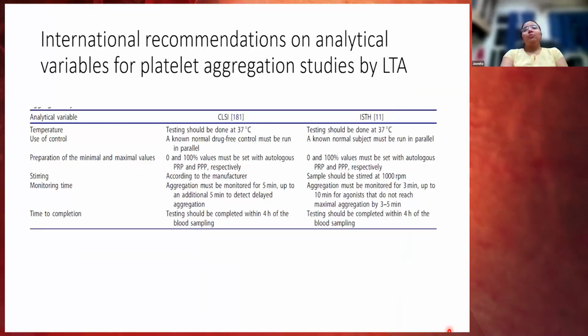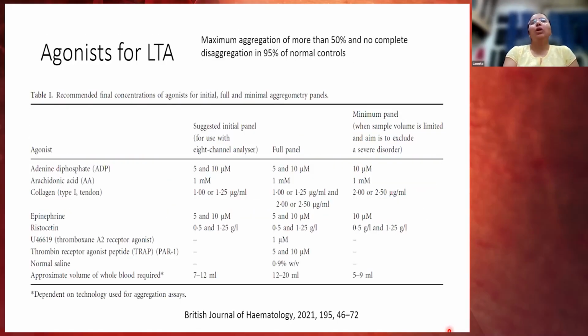So these are the recommendations for the pre-analytic variables. For the analytic variables, I have not listed the BJH guidelines because the guidelines are the same as the ones given here. So the testing is done at 37 degrees centigrade. You require a normal subject, as I've already stated, and stirring has to be there in the sample when we are testing. Monitoring time, again, you should ideally do it for 10 minutes. But if you achieve maximal aggregation, say routinely at 5 minutes, then you can run it for 5 minutes also. However, the testing should be completed within 4 hours of sampling. And these are the recommended agonists for LTA as per the BJH guidelines.